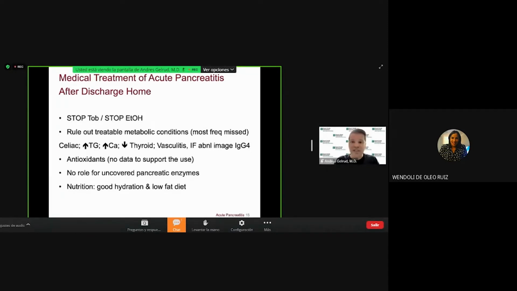Why? If you have severe pancreatitis, you cannot expect the pancreas to start to work at its full potential immediately after discharge. So again, in my head, I'm thinking that it's going to work. Let's wait for the data to be published.